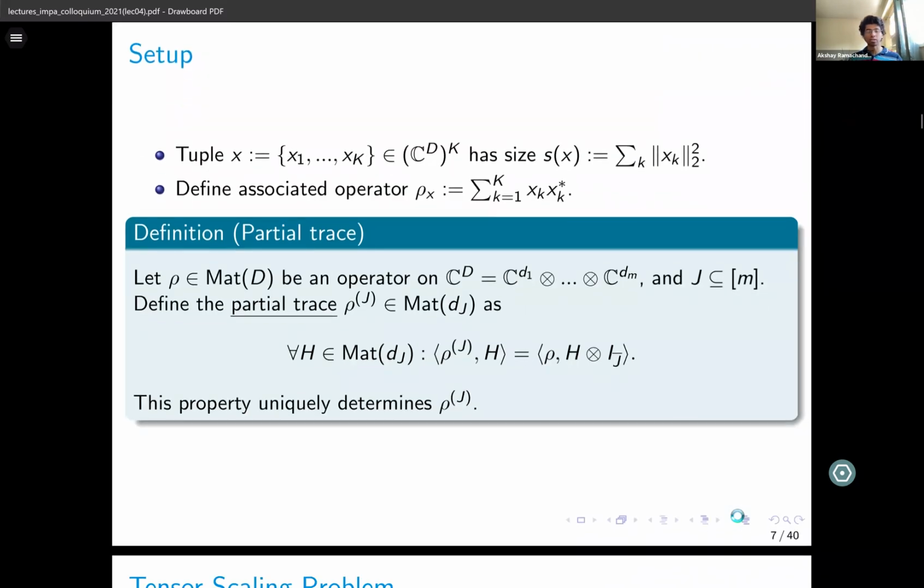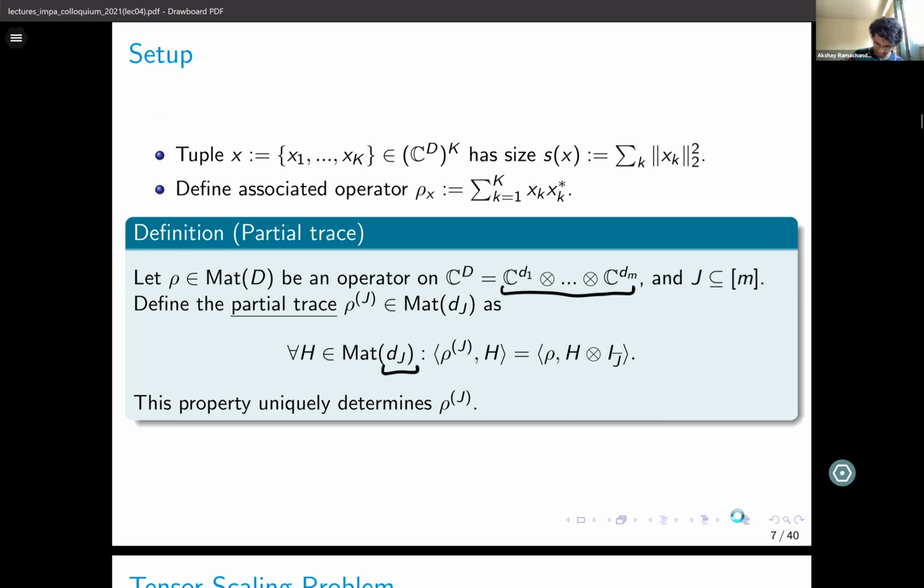And again, we're going to consider balance properties of marginals. So what are marginals? We define them with respect to the partial trace, right? So the partial trace is if you're given a tensor product, so a bunch of vector spaces, and then you're given some subset of those elements, right? Then the partial trace is just the marginal onto the part that you've asked for. So it's a matrix in DJ, right?